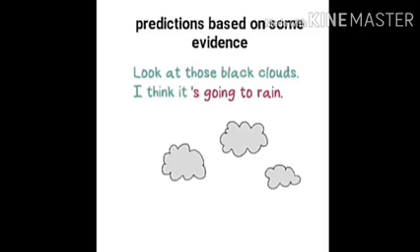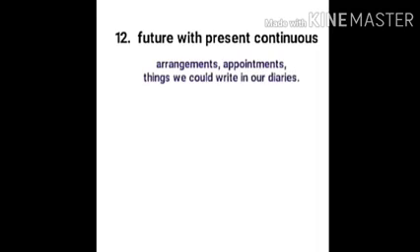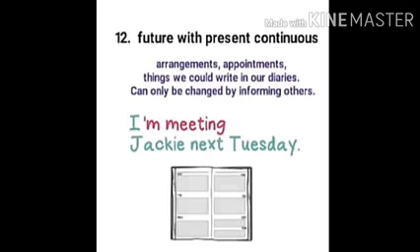The third future we're going to look at is the future with the present continuous. This is sometimes called the diary future, as it's used for arrangements, appointments, things that we could write in our diary, and can only be changed by informing others, so someone else is involved. So for instance, I'm meeting Jackie next Tuesday. Here we have I am, which has been contracted to I'm, meeting Jackie next Tuesday. You have arranged this with Jackie, it's in the diary, and if you wanted to change it, you would have to contact Jackie. So that's the diary future.